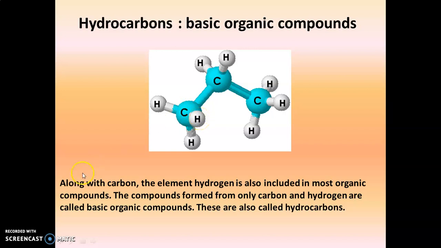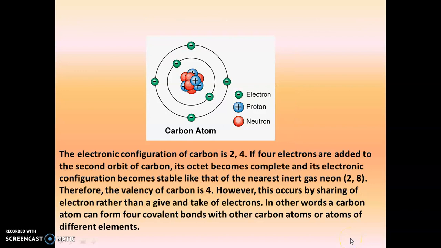The elements that have carbon and hydrogen as their main constituents, or carbon and hydrogen as their basic constituents, are called hydrocarbons. In most of the organic compounds we find the combination of carbon and hydrogen together. So together they are called hydrocarbons.